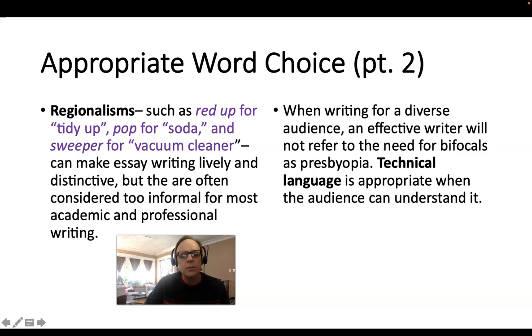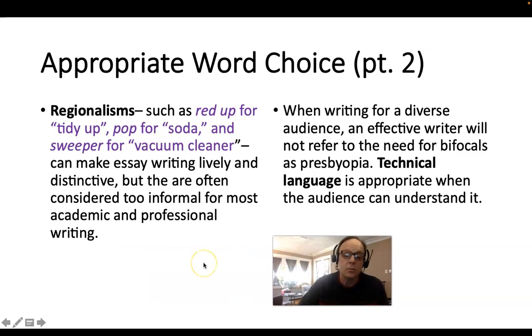Another one is words that are used in certain regions. This is really hard to know sometimes because we live and grow up, most of us.